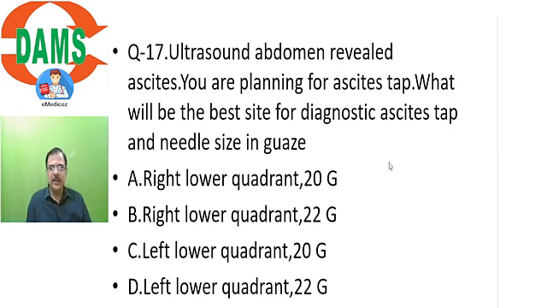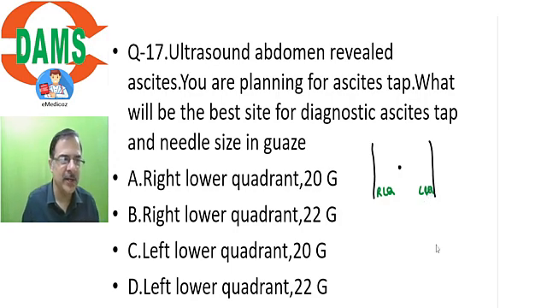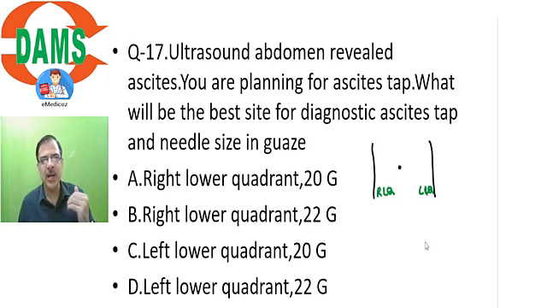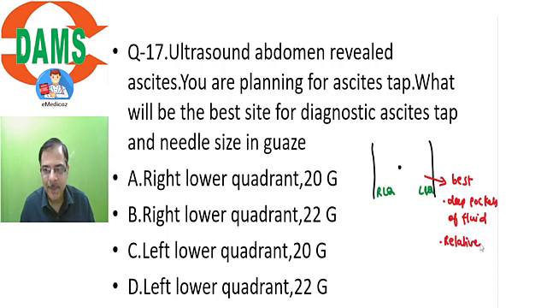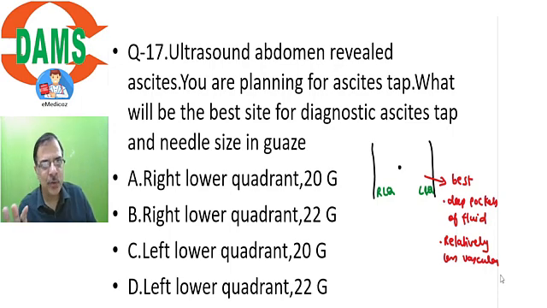Suppose this is the abdomen. This is the umbilicus. This is the right lower quadrant, and this is the left lower quadrant in the abdomen. So where should you do the diagnostic tap? The diagnostic tap is best done from the LLQ. Why is it the best site? The reason is there are deep pockets of fluid, so you will get fluid easily. And second, it is a relatively less vascular site. Though you can do it from the right lower quadrant, no problem in that.